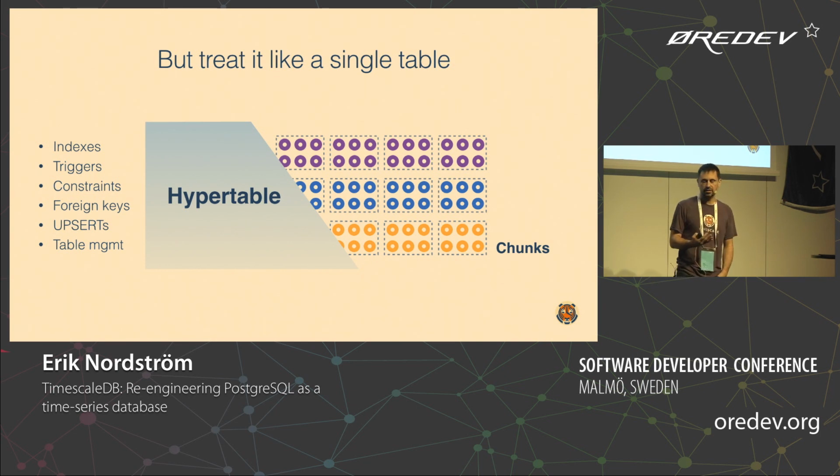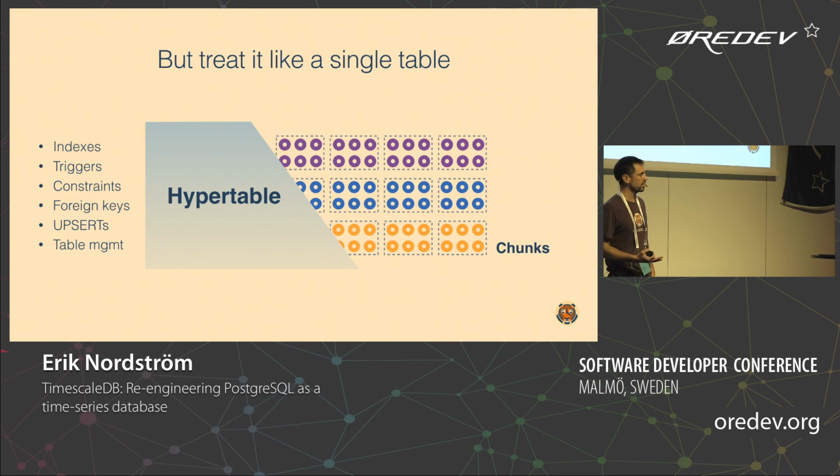So that includes indexes, triggers, constraints, foreign keys, and upserts. The upserts are these on conflict, do something else statements. And even table management commands. So if you want to change your schema, you want to add a column or something, that's supported, and it trickles down to individual chunks.